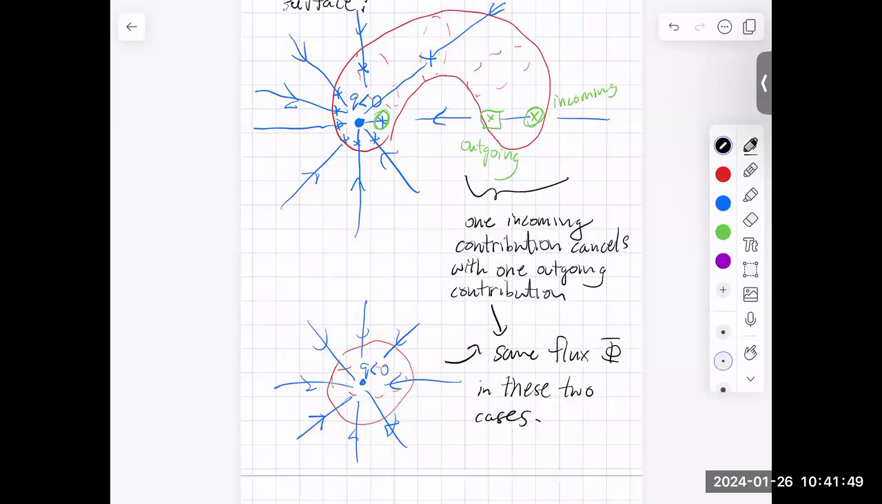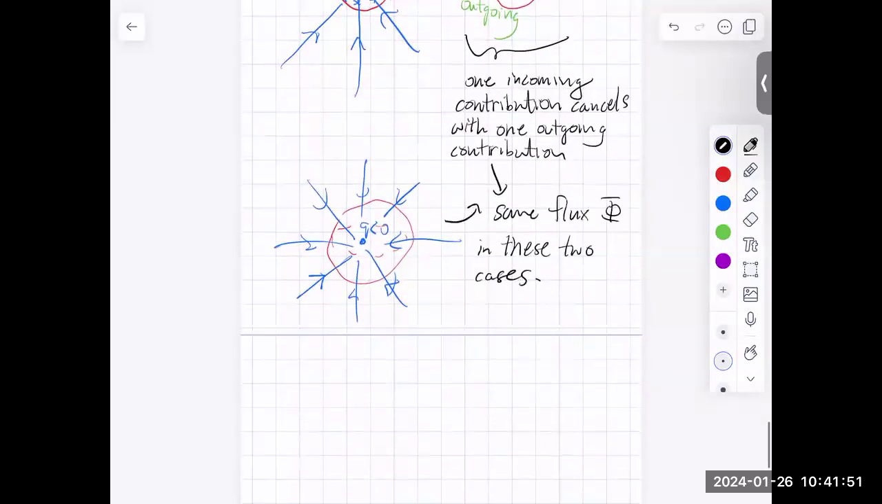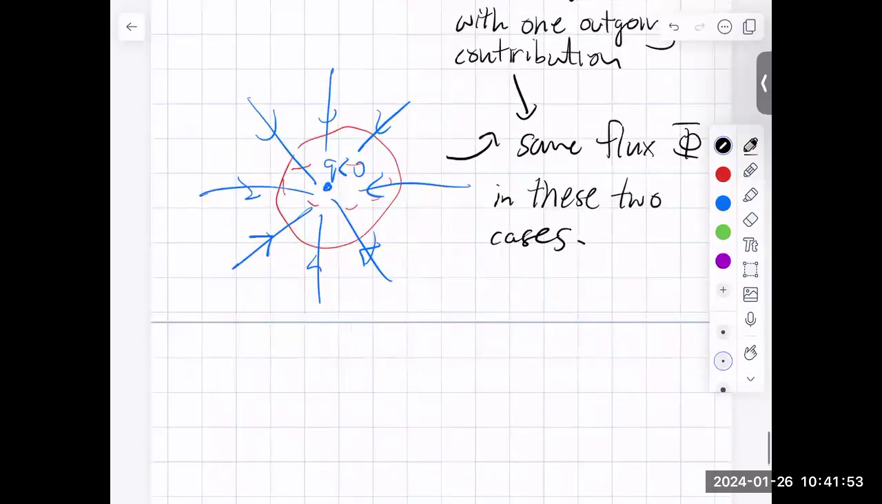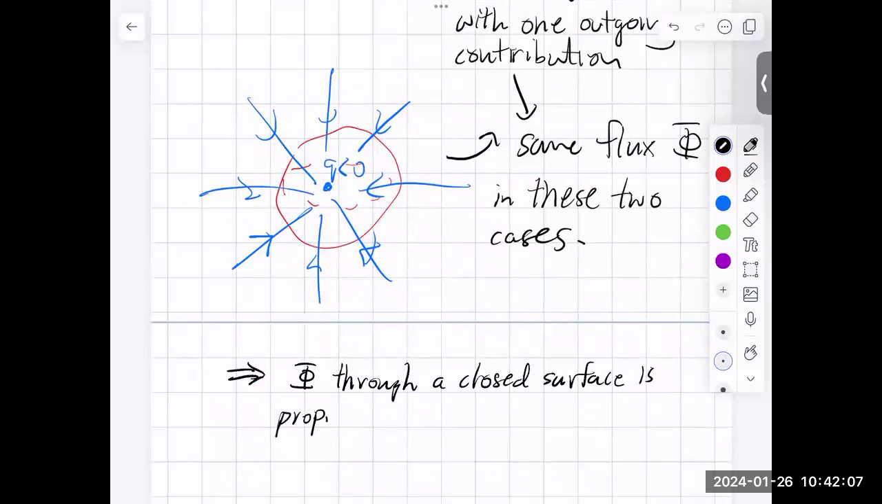So all of these observations lead to the conclusion that the electric flux through a closed surface is proportional to the enclosed charge.